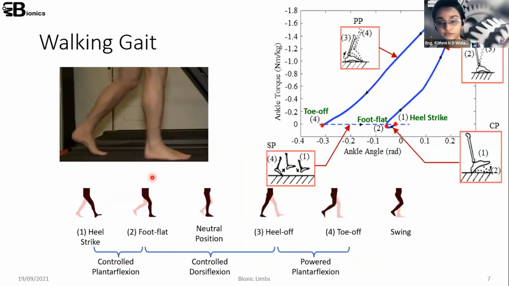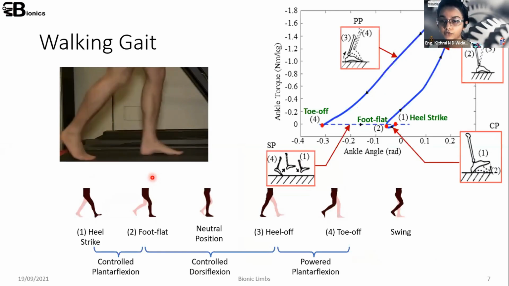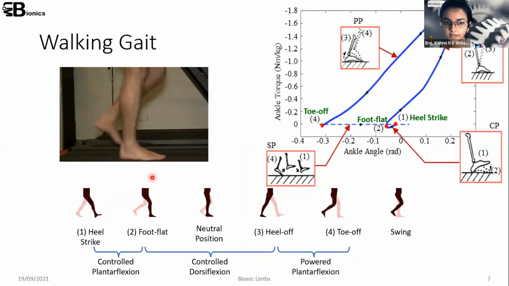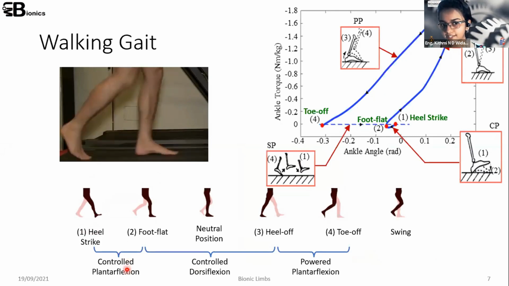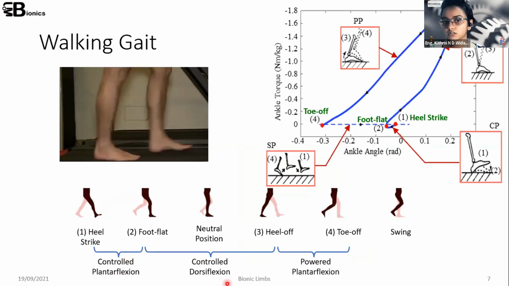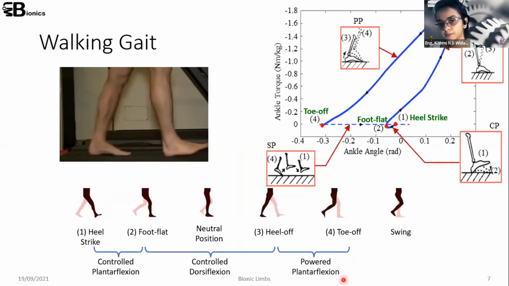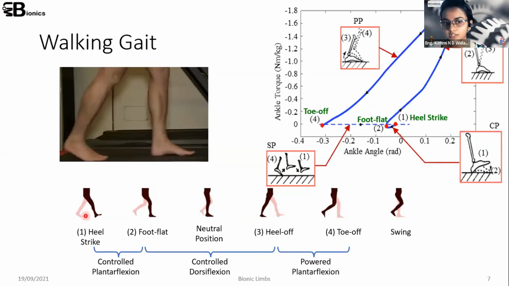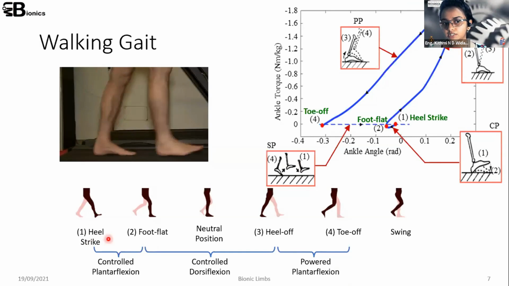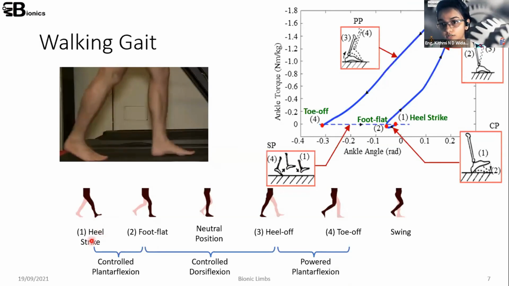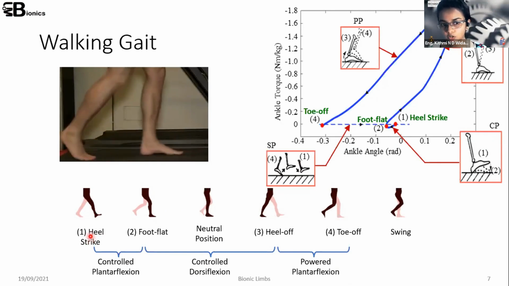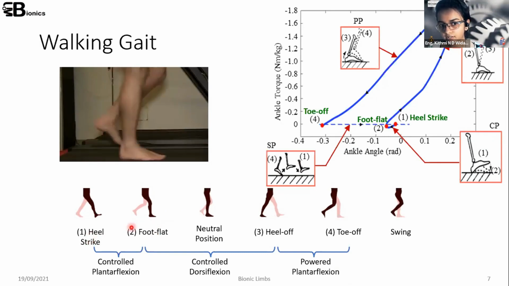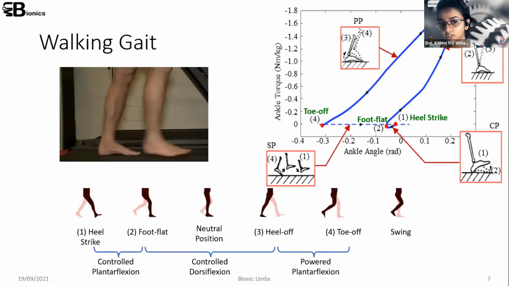Stance phase is when the foot is on the ground, and swing phase is when the foot is moving through the air. So the stance phase can be divided into 3 subphases: controlled plantar flexion, controlled dorsiflexion, and powered plantar flexion. Controlled plantar flexion is when you put the heel on the ground at first, and after that, when you put your toes on the ground, that phase is the controlled plantar flexion.